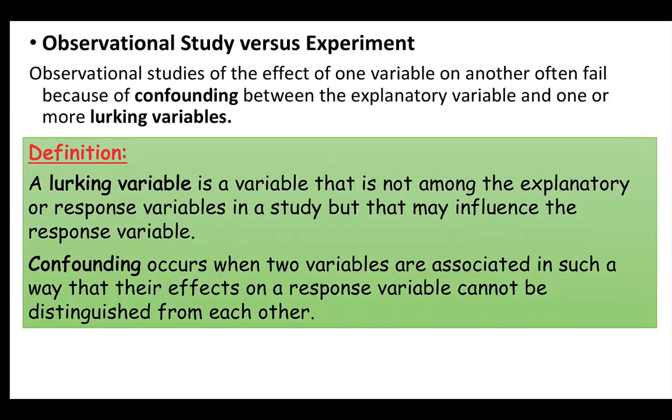And then, a couple things. When you're doing observational studies or experiments, observational studies of the effects of one variable on another often fail because of what's called confounding between the explanatory variable and one or more lurking variables. Okay, so a couple new terms there. A lurking variable is a variable that is not among the explanatory or response variables, but it's influencing the result.